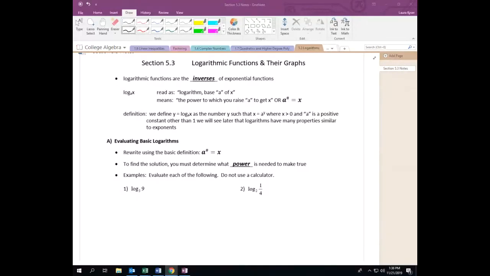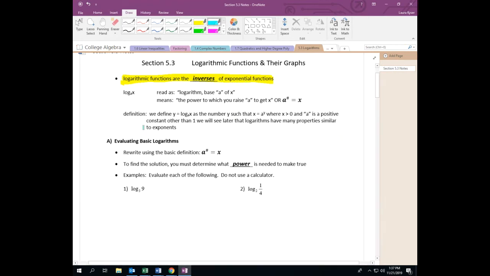Hey guys, this is the lecture video over section 5.3, which is log functions and graphs of log functions. We are going to be discussing a different type of function from the exponentials, but log functions are just the inverse of an exponential function. Exponential functions are what we talked about in the last section, and we also discussed inverses in the last unit. So these two things kind of go hand in hand here.